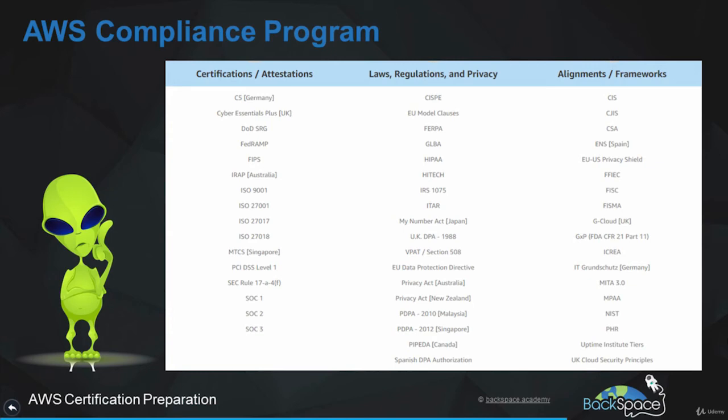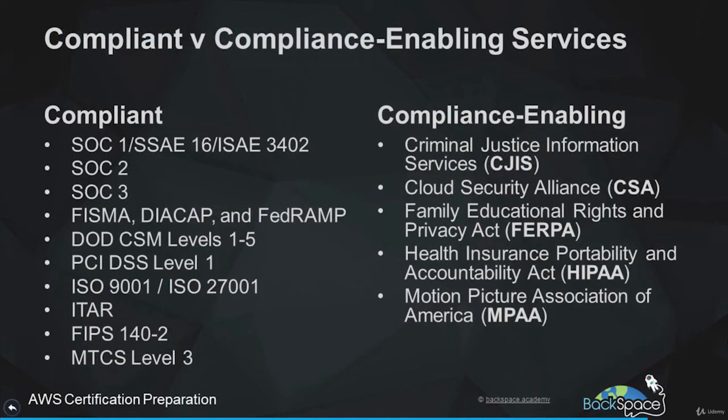Now, one thing to understand is that there is a big difference between AWS being compliant to a standard and AWS providing compliance enabling services. So, for example, when we look at ISO 9001, AWS is certified in that. When we look at PCI DSS Level 1, they have a certificate in that. They are certified and compliant for PCI DSS Level 1.